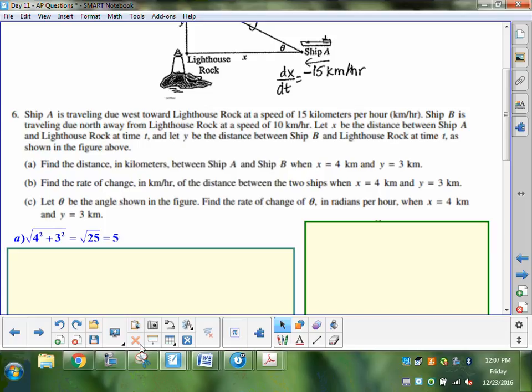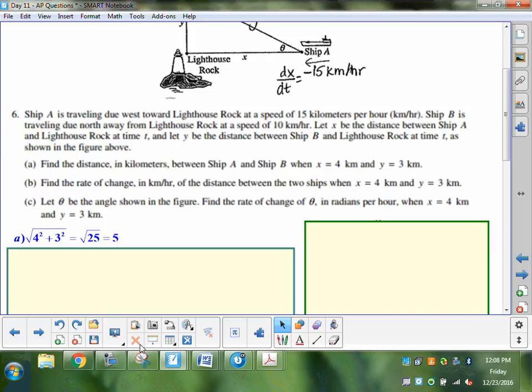Second thing, find the rate of change in the distance between them at that moment. Now, we need to also take into account all of the changes that are happening at this time. So, ship A is going towards the lighthouse, B is going away. So we've got rates of change to deal with. What formula am I going to be working with in order to work with this question? You tell me. How can I figure out what that distance is going to be between the two?